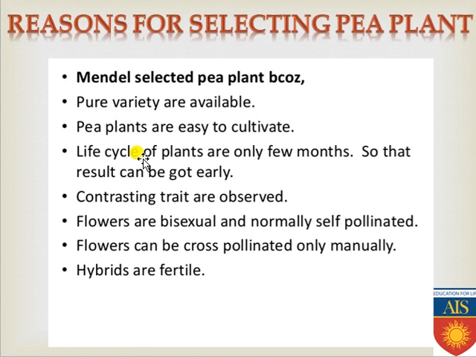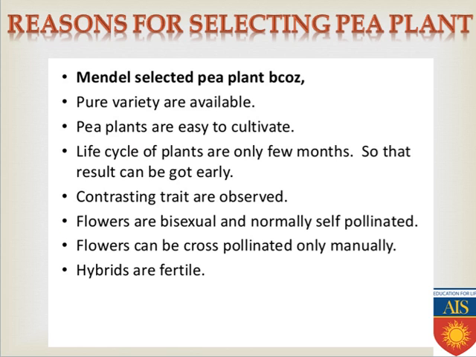Keep it in your mind, the hybrid pea plants that were born were all fertile, not sterile. So due to the presence of fertility, the hybrid individuals were again crossed, and we got the F2 generation. For all these reasons, the pea plant was selected by Mendel, and he obtained unexpected results from this experiment on the pea plant.